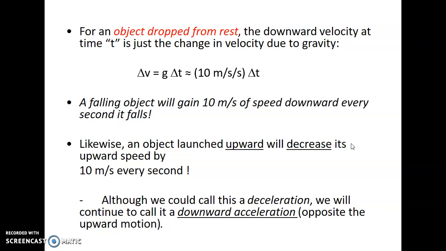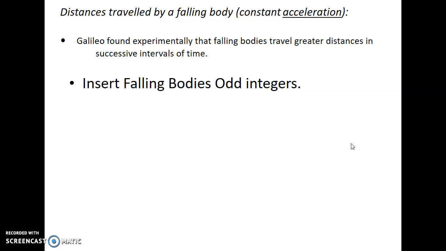If it's opposite the upward motion, just as we learned in the first couple of chapters, it means it's slowing down. Whenever you are changing your velocity in the opposite direction from the velocity you're going, it's slowing down. And that means there's a net force in the opposite direction. So if you throw an object upward, the net force is in the opposite direction. It slows it down. Okay?